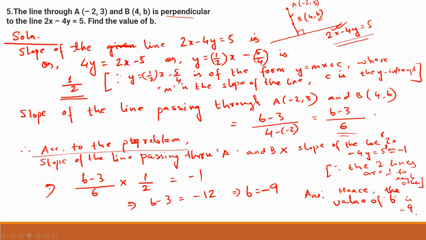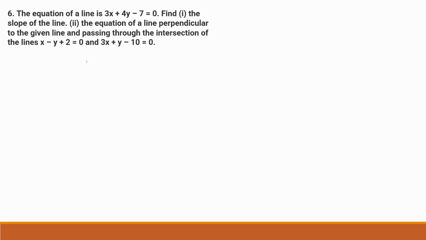Now let's move to the next problem. The equation of the line is 3x plus 4y minus 7 equals 0. Find the slope of the line. The equation of the line perpendicular to the given line and passing through the intersection of the lines x minus y plus 2 equals 0 and 3x plus y minus 10 equals 0. So first is very easy, right? Find the slope of the line.